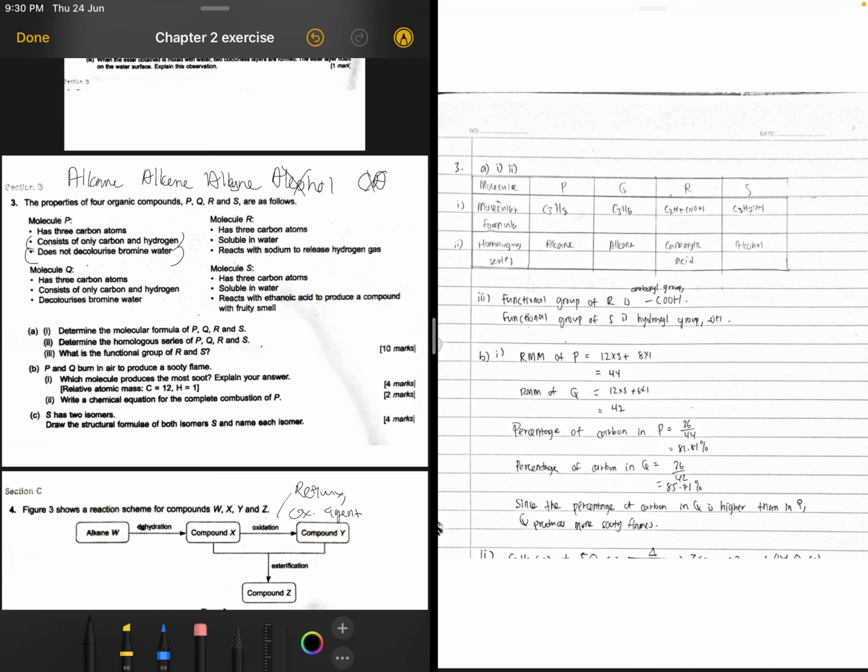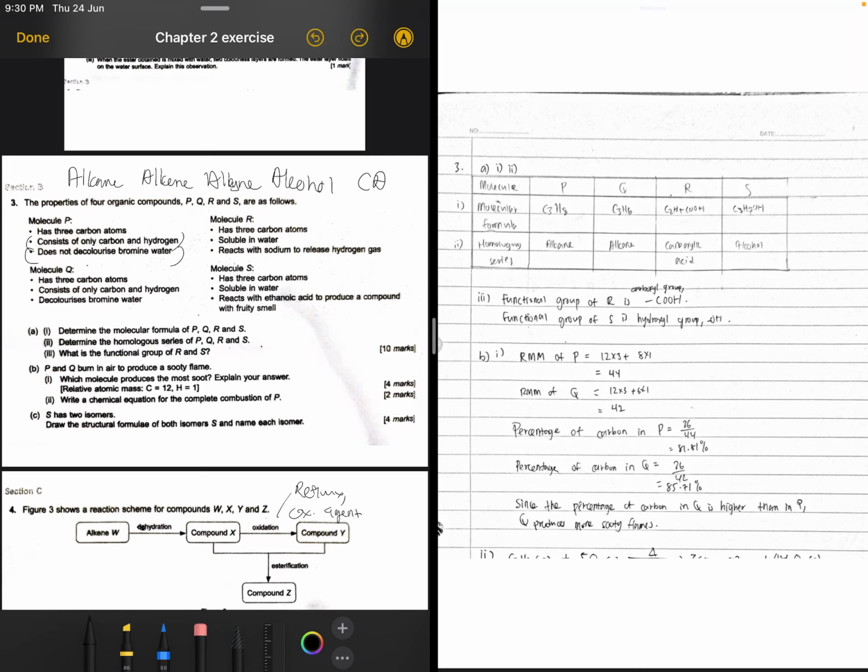And then it does not decolorize bromine water. We talked about substitution reaction. That only happens under sunlight, and if the reactant is gas, not water, so bromine gas or chlorine gas. That means it cannot react with liquid, so it does not decolorize bromine water. We know that alkene can undergo substitution reaction, halogenation, and if you look at the UEC book, alkyne can also undergo halogenation. So that means P has to be an alkane.